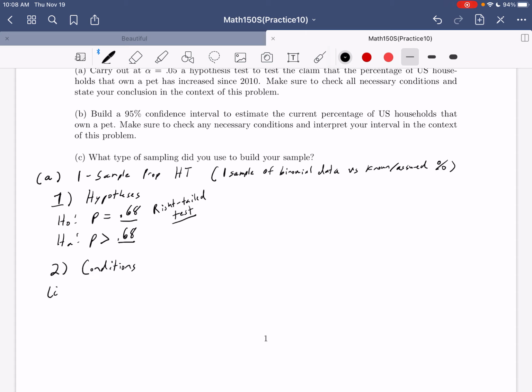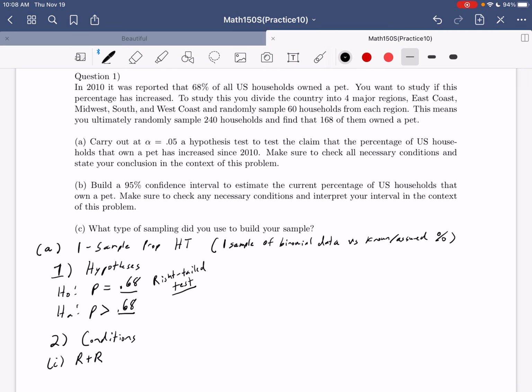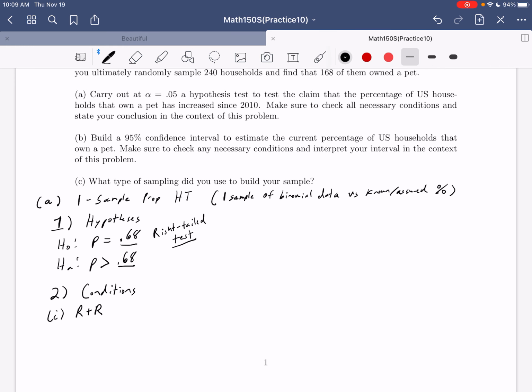For the first condition, this is one we've checked many, many times. It's the first condition of every hypothesis test we've studied thus far. The data needs to be random and representative. Well, it says right here that we selected 60 households from each region, which meant we ultimately randomly sampled 240 households. So that does mean that it was done randomly. This was stated, so we're all good there.